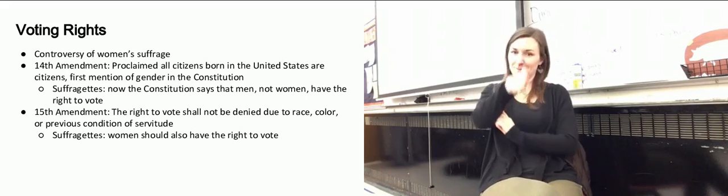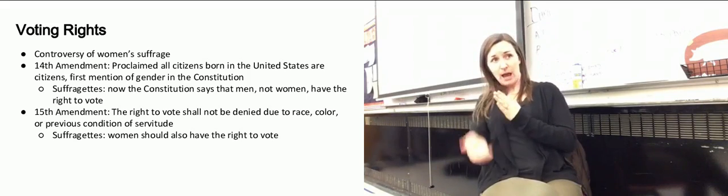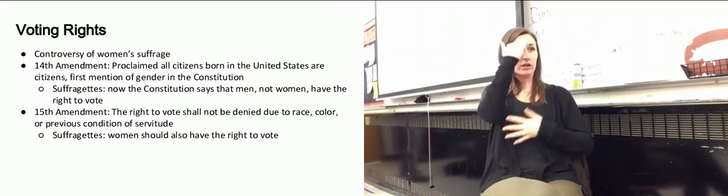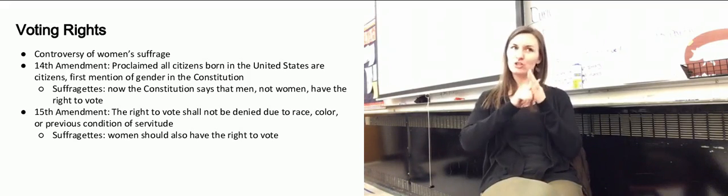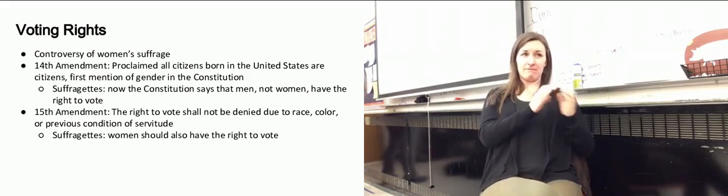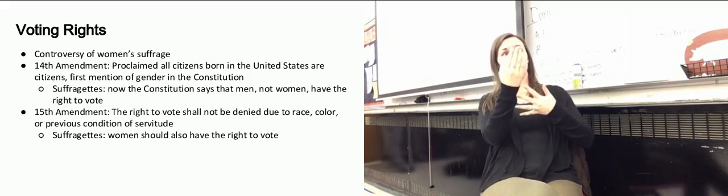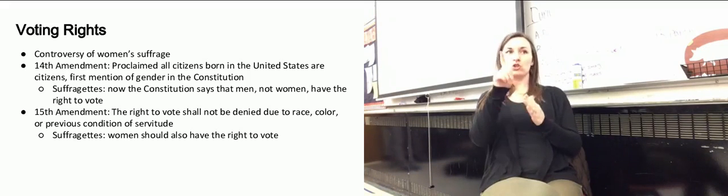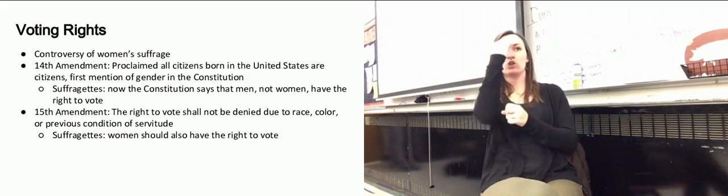So on the AP exam, there are certain amendments. There's 27 altogether. There are certain amendments that you need to know. We already know that we need to know the 9th and the 10th Amendment, and if you don't know what those are, you should start reviewing those because those are from the very beginning of class. Now you need to know the 13th, 14th, and 15th Amendments. So we're going to highlight what you need to know so you know the difference between the three. The 13th Amendment, highlight, abolishes slavery.